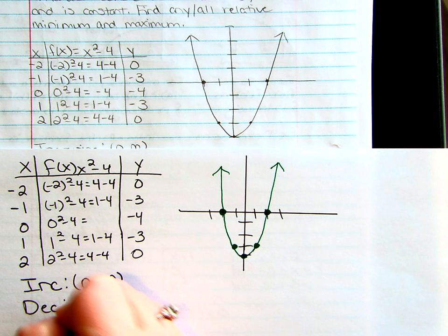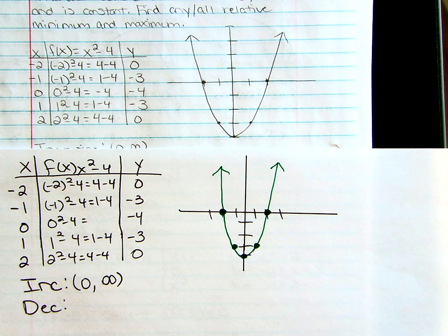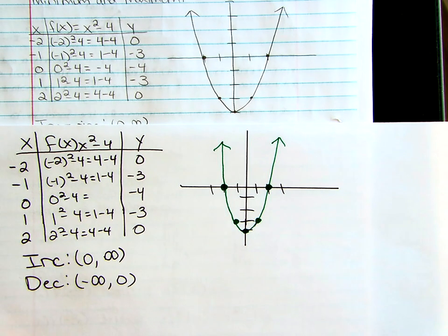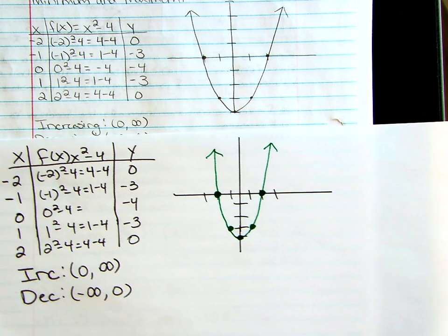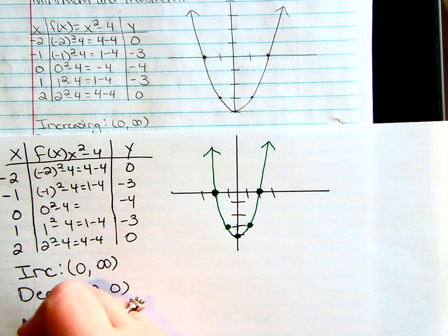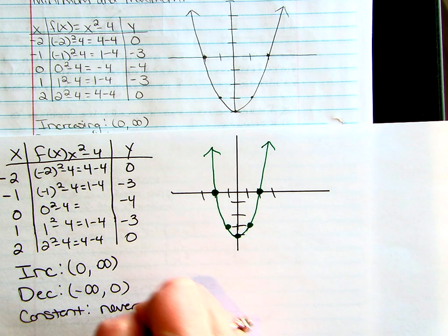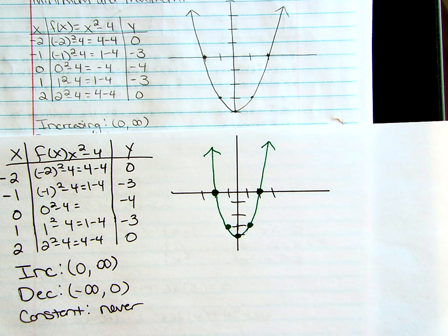We are decreasing from when to when? Negative infinity to 0. And where are we constant? Yeah, we're not. We're never constant. So I think these are multiple choice on your homework, where it'll say you're constant and then it gives you the opportunity to type in an interval, or it'll give you there are no intervals for this graph that are constant, and you click that one. This one has no constant intervals, so you'd have never.